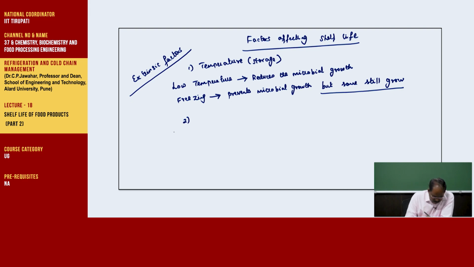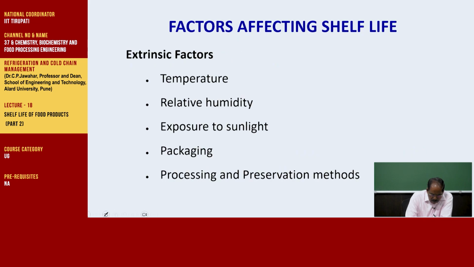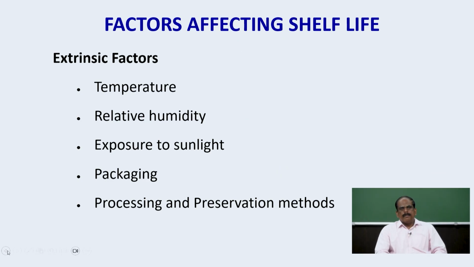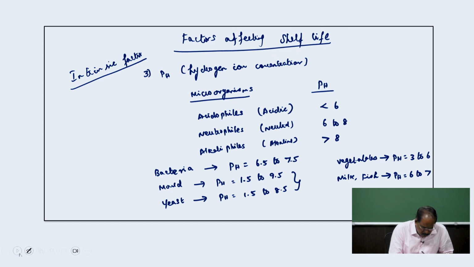The second one is relative humidity. When we compare the intrinsic factors and the extrinsic factors, the intrinsic factors, as the name indicates, are the factors primarily due to the internal. These are the extrinsic factors, which affect how the shelf life of the product is impacted externally. The second factor is relative humidity.